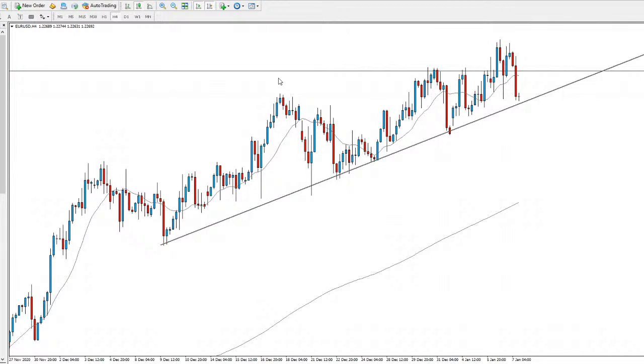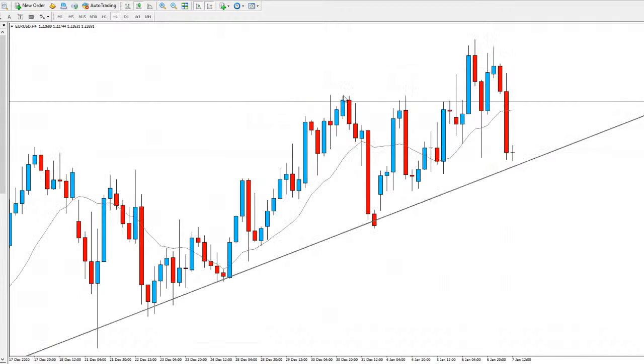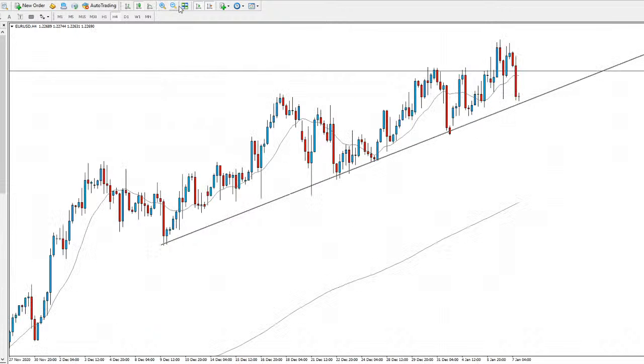EUR/USD as well. For this one, we saw a big push to the downside. We did see price break above this area of resistance the past couple of days. As you can see, resistance all across here, we broke above it. Price retested it as support, but then still fell back under. So EUR/USD does look like it's running out of steam to the upside.